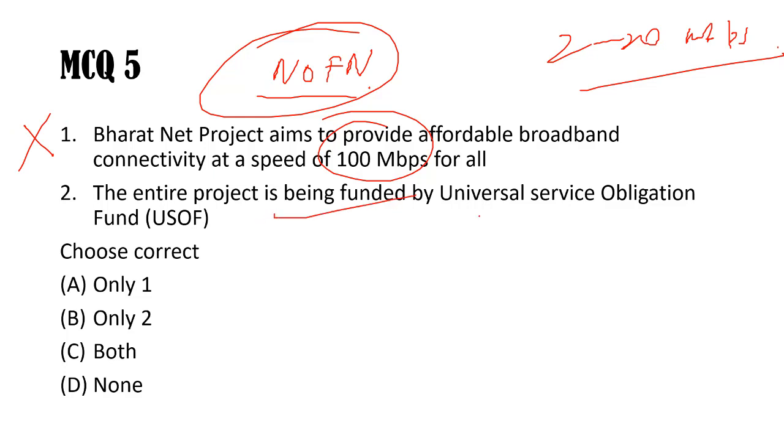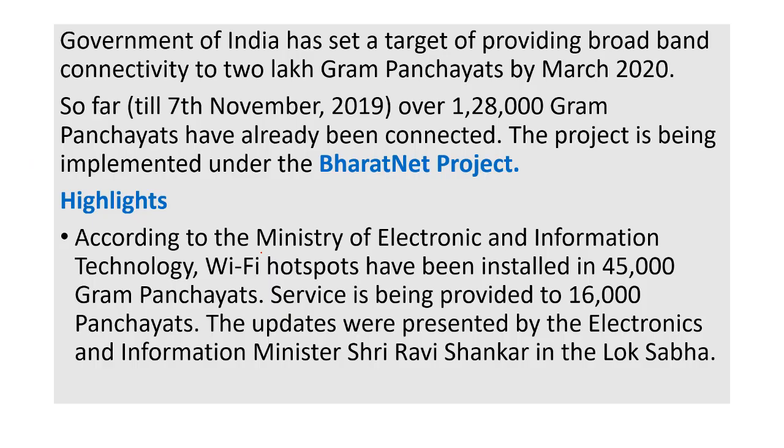Entire project is being funded by Universal Service Obligation Fund, USOF. Yes, that's correct. This fund was created especially for the unconnected and the rural areas to improve the telecom services there and the broadband services there. So only 2 is the correct option. First is wrong because it is just 2 to 20 Mbps speed.